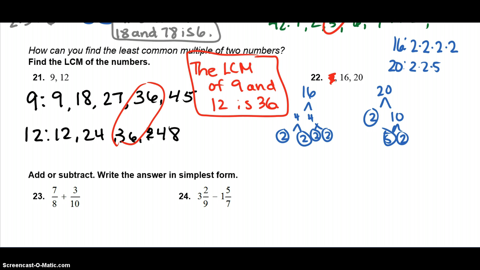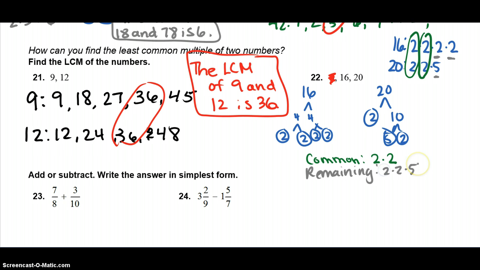Now here, I need to see what they have in common. So this, again, right now looks like the greatest common factor method, because it is. We're taking that method, taking it one step further to find the LCM. So for 16 and 20, they have 1 2 in common, and they have another 2 in common. So remember, I'm going to make my common list down here. And they have a 2 times 2 in common. Now I want my remaining list, the ones that aren't circled. So I have a 2, and a 5. So for remaining, I have 2 times 2 times 5.